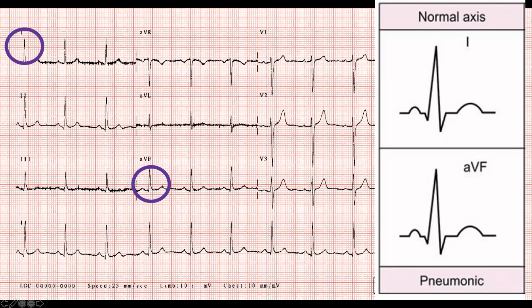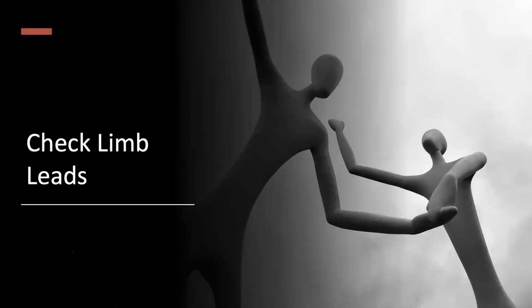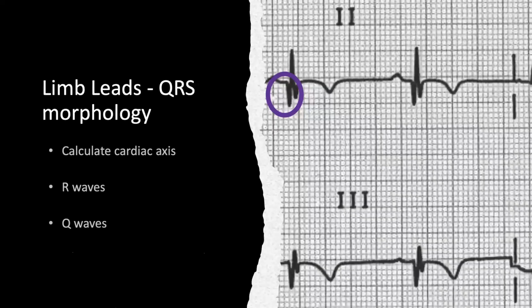So we're coming slowly towards the end of the presentation, I'm sure you'd be pleased to hear, but we're going to move on to checking the limb leads. The things that we need to think about are the QRS morphology, the axis, which we've talked about a little bit, the R waves and the Q waves.